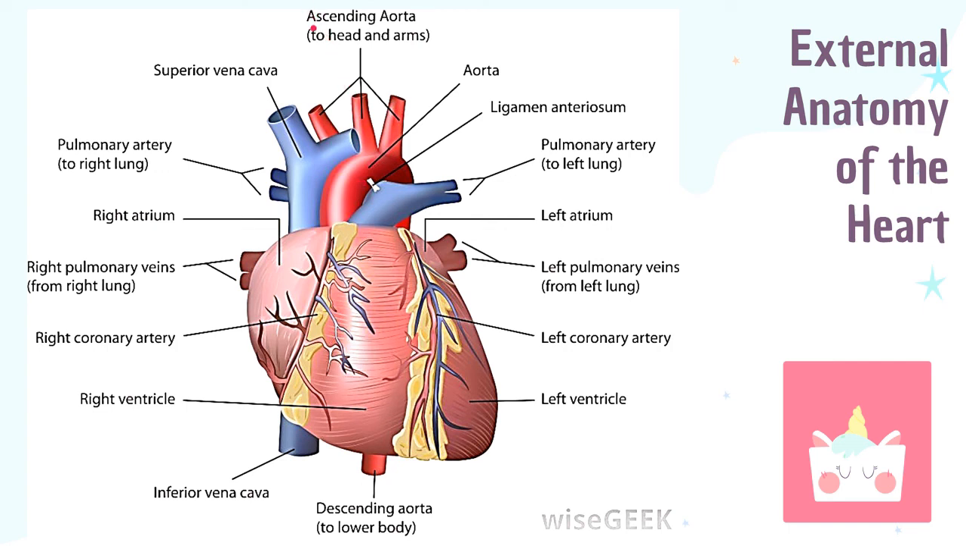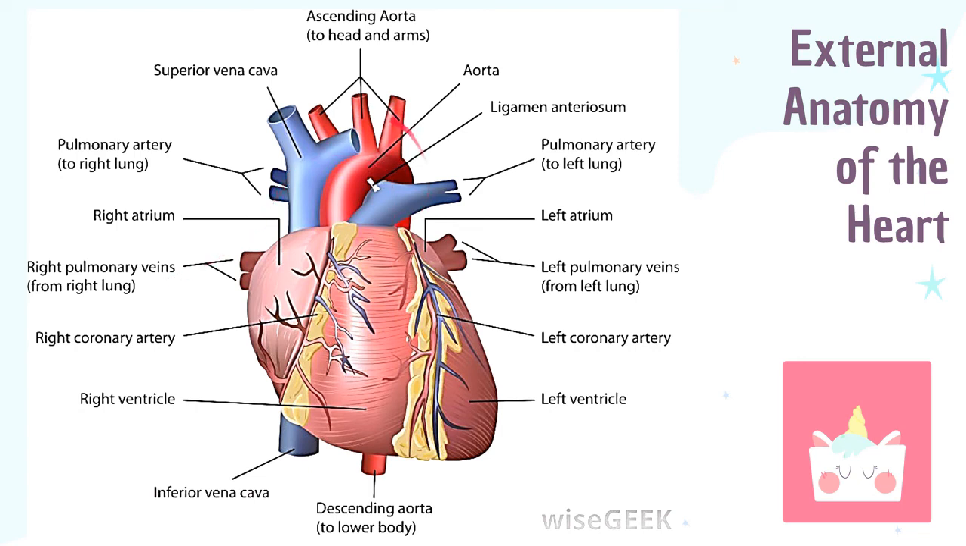Here, you can see the ascending aorta. It carries oxygenated blood towards the head and arms. Aside from that, you also have your left and right pulmonary arteries. They carry deoxygenated blood towards the lungs. Then you also have left and right pulmonary veins. They carry oxygenated blood coming from the lungs towards the heart.